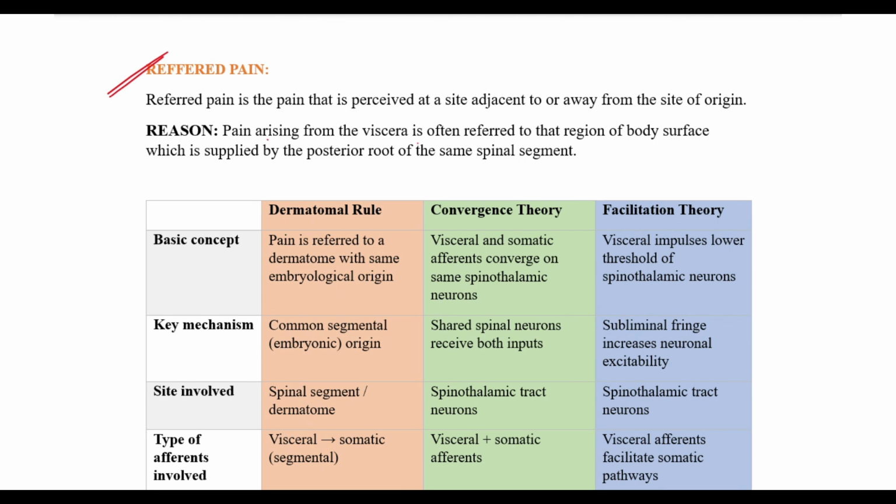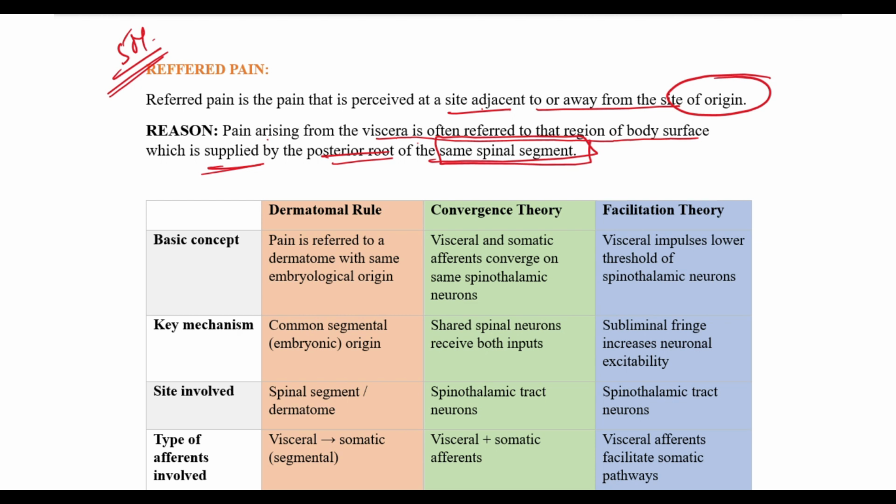Coming to the next part of the 10 marker, referred pain, which is again asked for 5 marks. Okay, it is the pain that is perceived at a site that is close to or away from the site of origin. The reason for this pain is that the viscera is often referred to the region of the body surface which is supplied by the posterior root of the same spinal segment. That means where the neurons relay at the dorsal horn of the spinal cord.